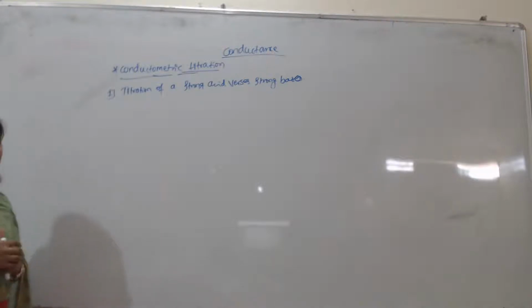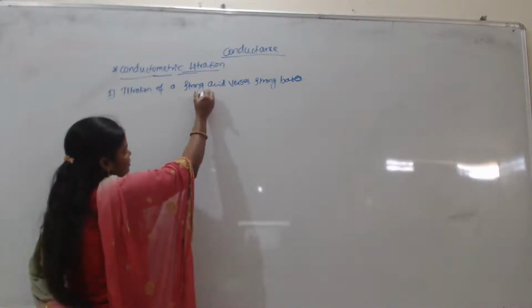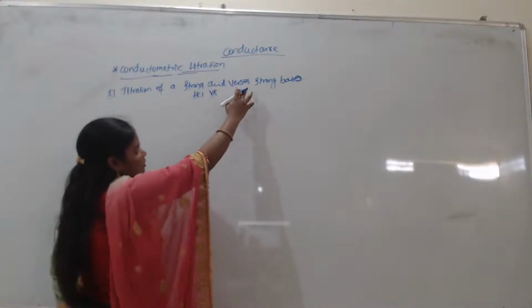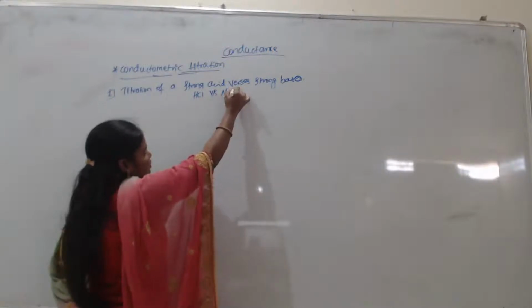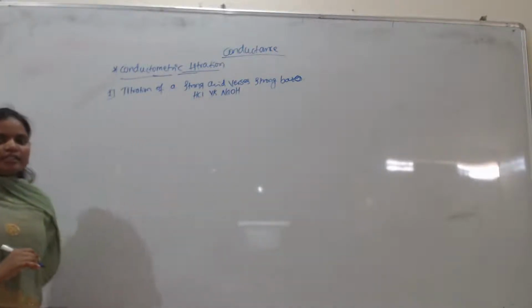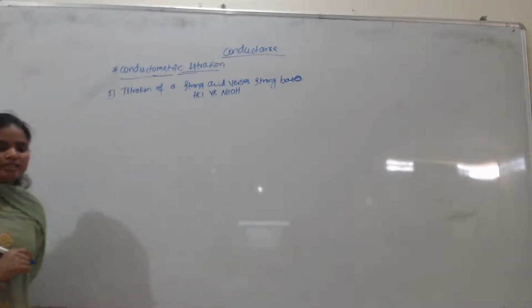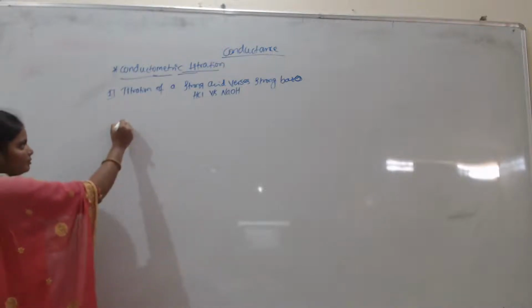Here the graph is according to the strong acid versus strong base. For the strong acid, take the example of HCl, and the strong base is NaOH or KOH. Here it is HCl versus NaOH. HCl is a strong acid and NaOH is a strong base. For the titration of strong acid versus strong base, the graph comes this type.